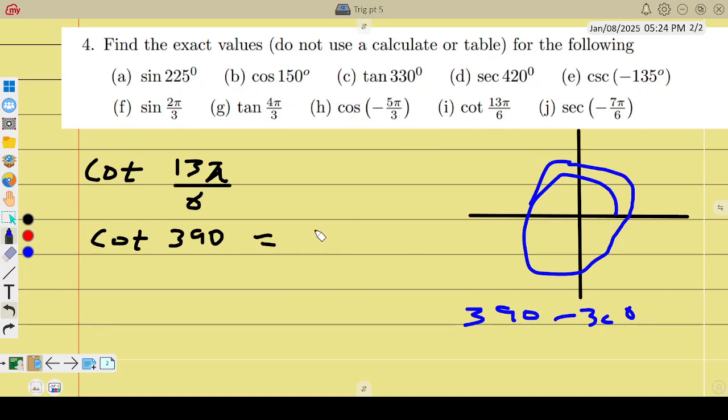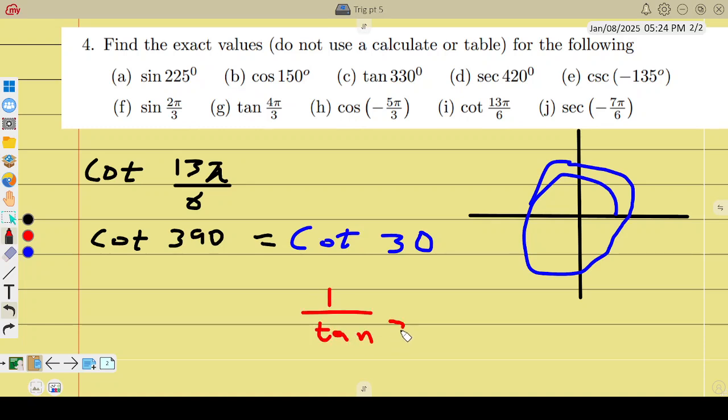So when you subtract here, you're going to get 30. So this will be cot 30. And then for cot 30, there are two ways of finding it. One of the ways is to say cot 30 is 1 over tan 30, so you simply find tan 30.